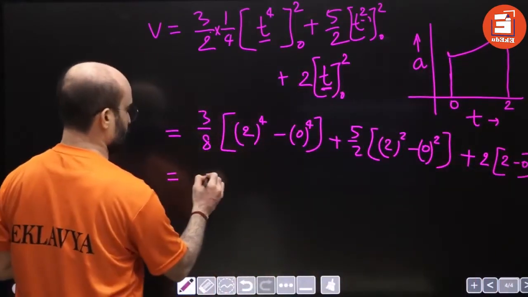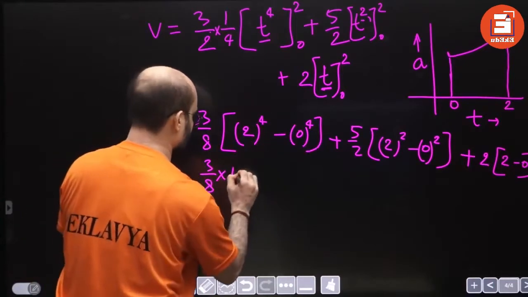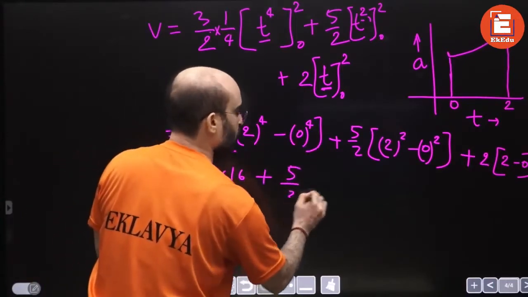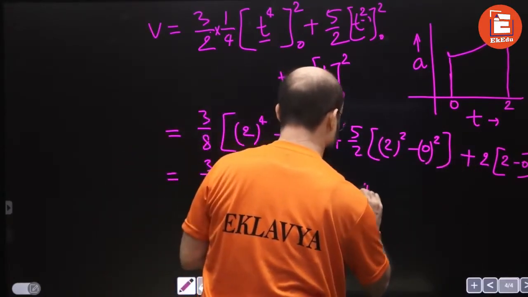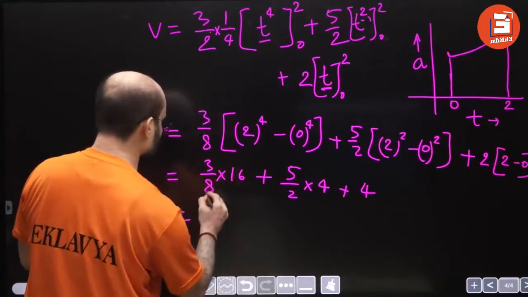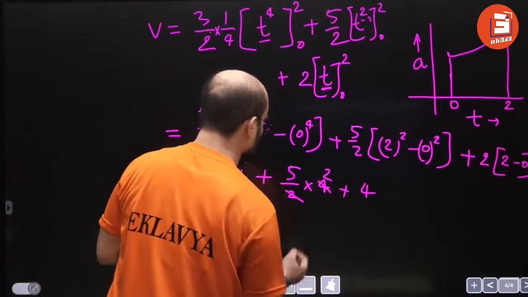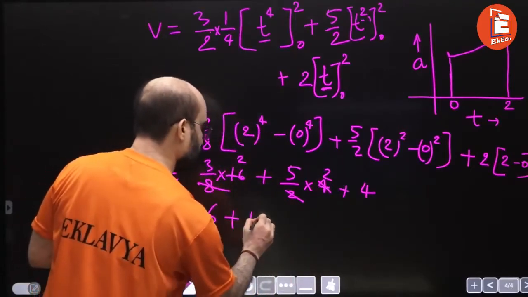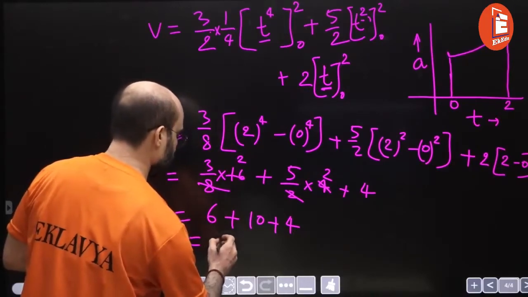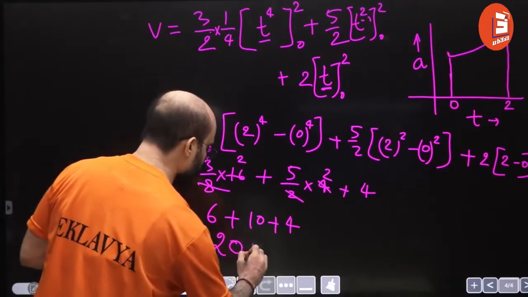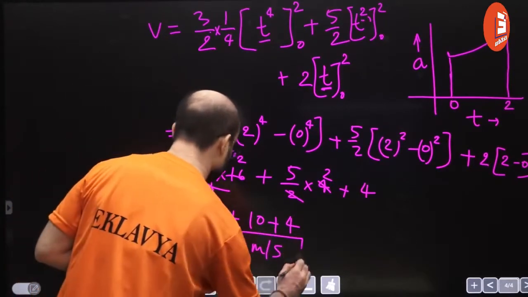Quickly do this. This comes out to be 3 upon 8 into 16 plus 5 by 2 into 4 plus 2 into 2, which is 4. So 8 into 2 is 16, 2 into 2 is 4. What you will get is 6 plus 10 plus 4, which is 20 meters per second. This is the velocity. This is our final answer.